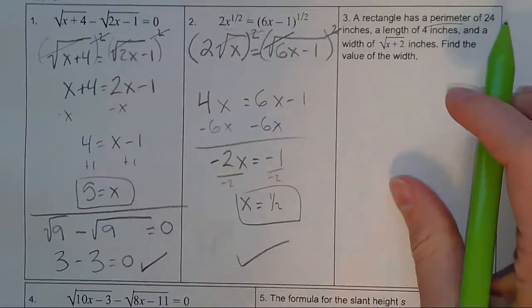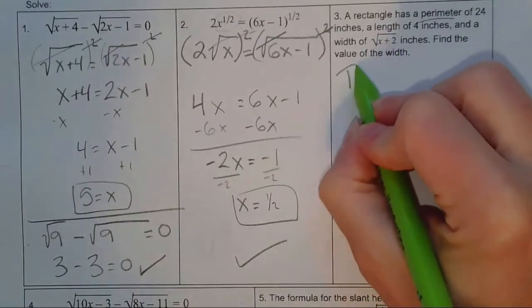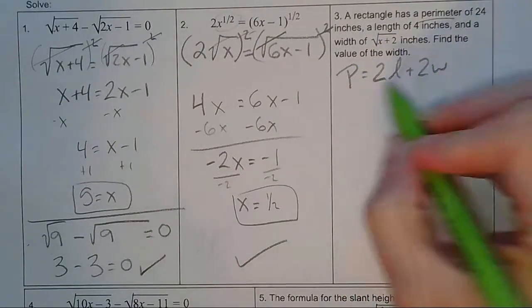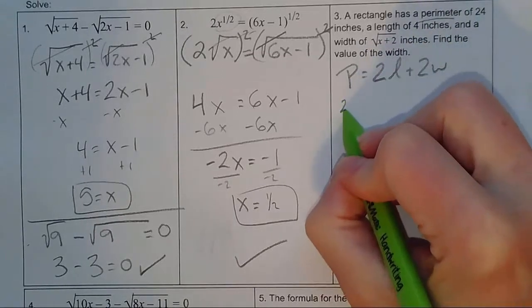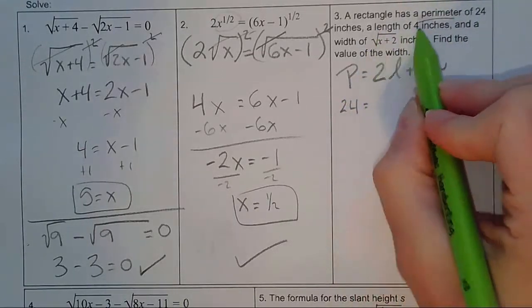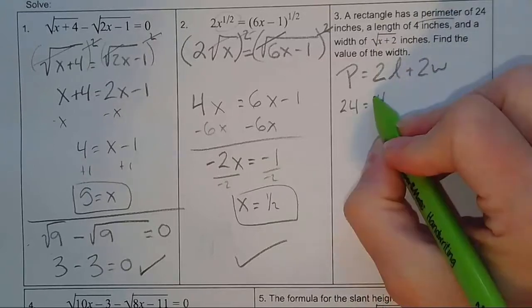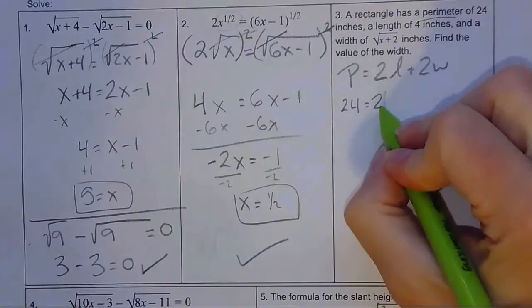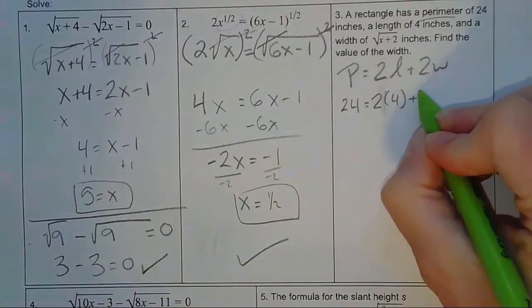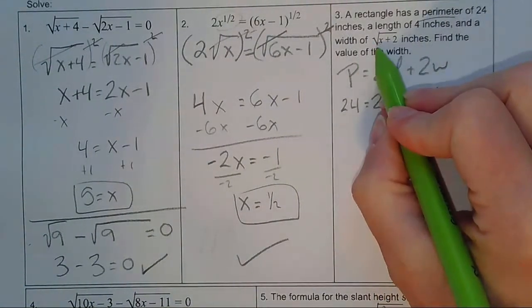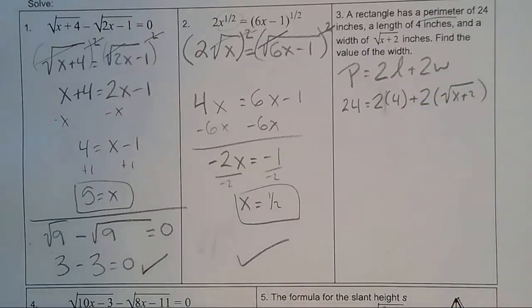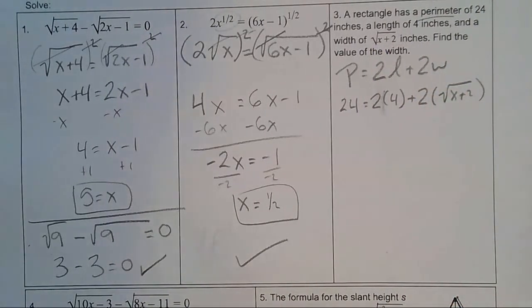All right, well, don't forget that to find the perimeter of a rectangle, that is 2 length plus 2 width. The perimeter is 24. The length is 4, so there's 2 times 4. And the width is square root x plus 2, which I guess I did not need those parentheses, but whatever. Okay, so there's my equation. Now I'm just going to go ahead and solve it.